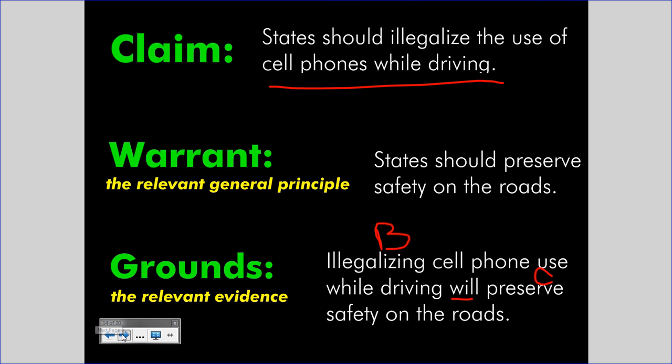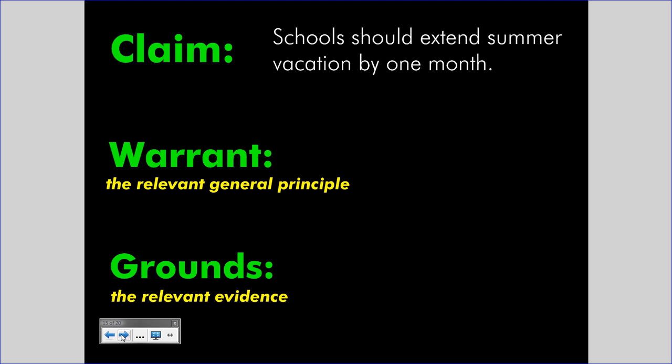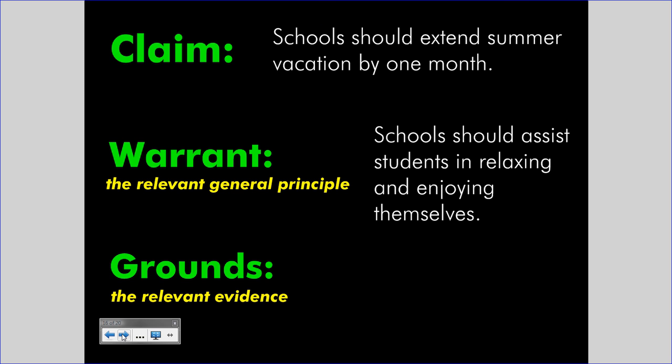Let's see one more. Schools should extend summer vacation by 1 month. So we have the A, schools. We have the action, extending summer vacation by 1 month, and we have the should. Now my warrant, of course, should say A should accomplish some kind of C. In trying to find out what C is, you should think, what are we accomplishing? What good is coming out of extending summer vacation by 1 month? A lot of you are probably thinking, well, I get to relax. Okay, so think about relaxing and having fun being a kid. Schools should assist students in relaxing and enjoying themselves.